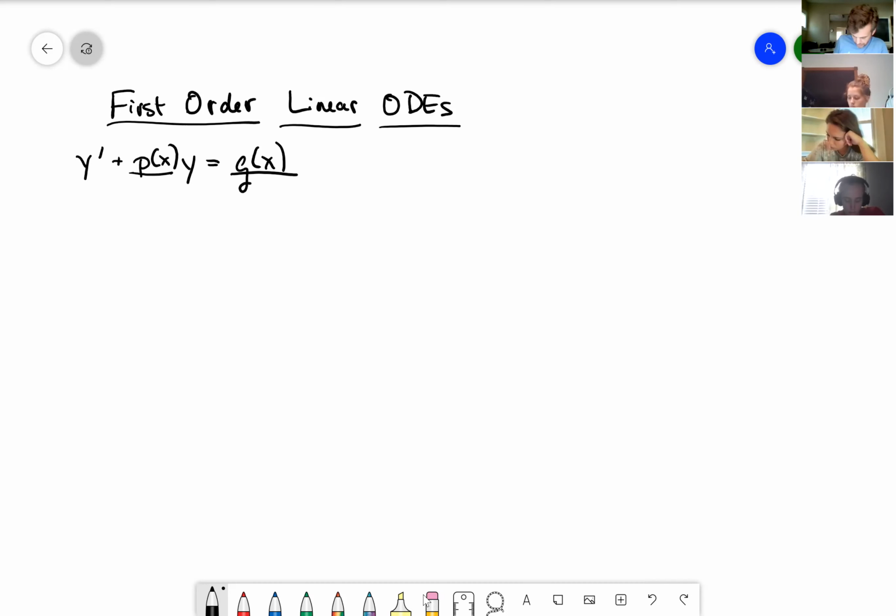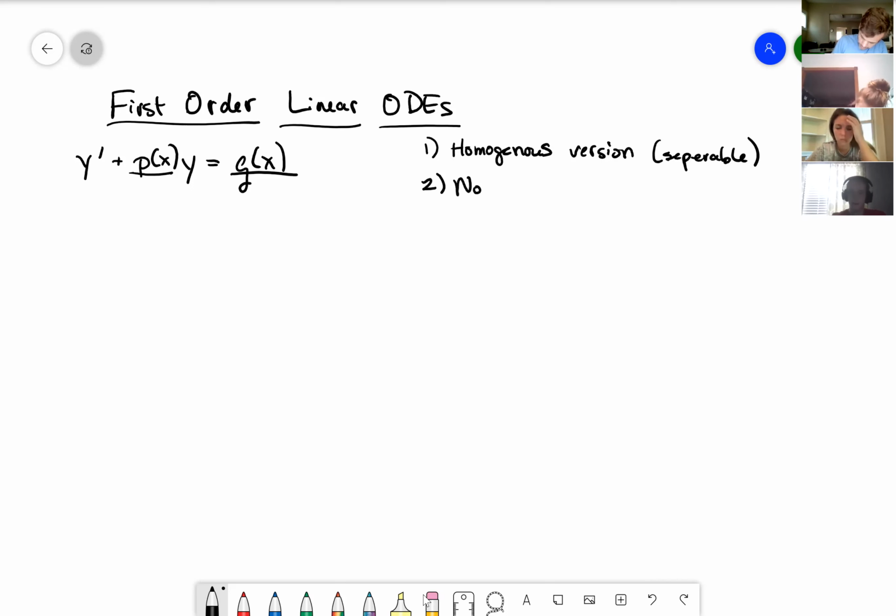So we went through a method yesterday of solving equations like this by first solving the homogeneous version, which was a separable ODE, and then solving the non-homogeneous version if we needed to, if q of x was not equal to 0, so if we weren't dealing with a homogeneous linear ODE. And this was by variation of parameter.